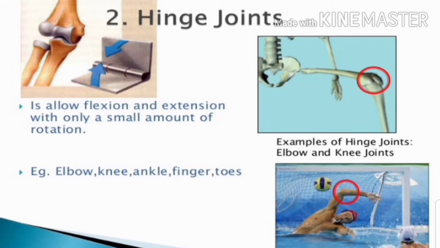Second one is hinge joint. It allows flexion and extension with only a small amount of rotation. This joint is like a hinge in a door. It allows only back and forth movement. For example, elbow, knee, ankle, fingers, toes. These are the examples of hinge joints.